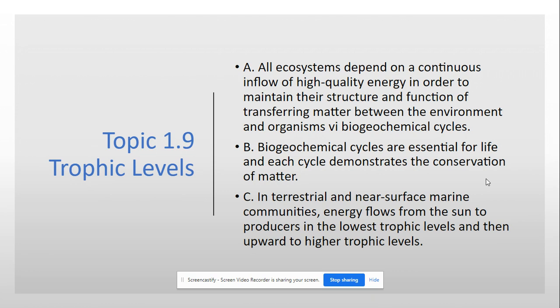Moving on to topic 1.9, this was all about trophic levels. So in this unit, we've focused so far a lot on how matter is cycled through ecosystems. Here we're going to talk about energy flow through those ecosystems. Both matter and energy are always conserved, which means that they are neither created nor destroyed. They simply change forms. And when we look at energy flow in an ecosystem, we measure it by looking at trophic levels. Energy tends to flow from the sun to producers, which are our lowest trophic level, and then move upward to the higher trophic levels.